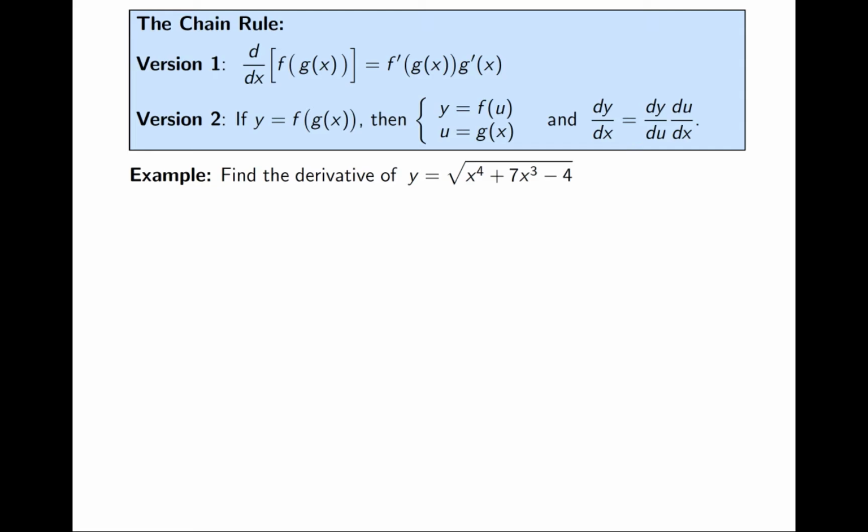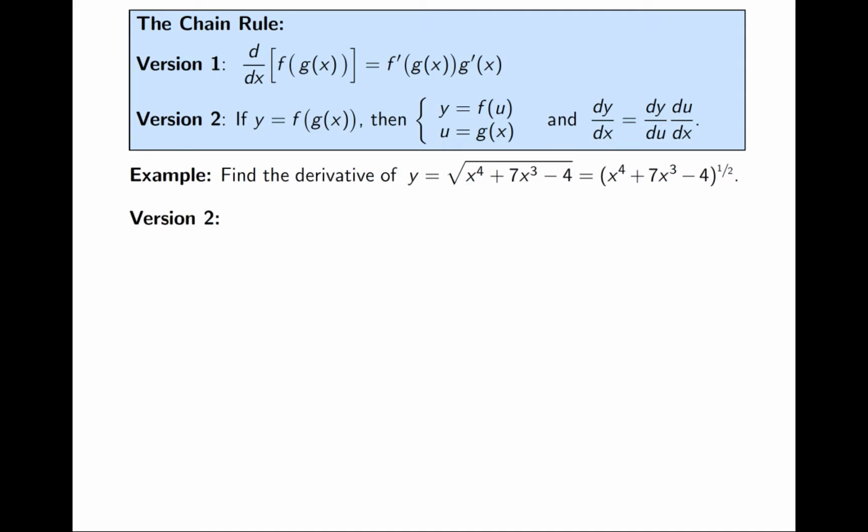As an example, let's find the derivative of y equals the square root of x to the fourth plus 7x cubed minus 4. You could also write this as that polynomial raised to the power of 1/2, if you so chose. You'll recognize that this function is a composition. It's a polynomial plugged into the square root function. So we can find the derivative, therefore, with the chain rule.